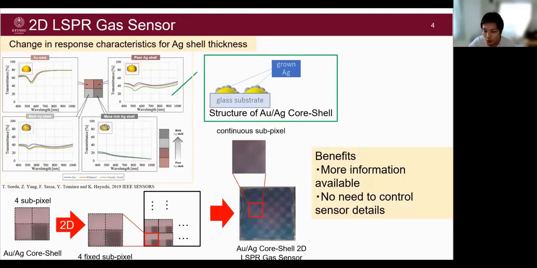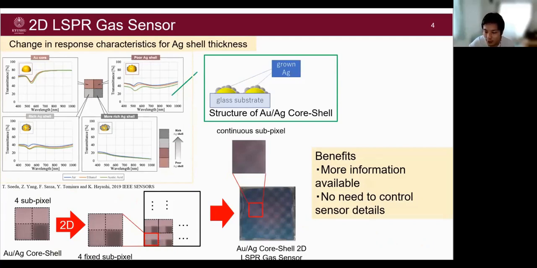A sensor with 4 fixed subpixels can be lined up to form a 2D gas sensor. In addition, the 4 fixed subpixels can be turned into continuous subpixels to maximize the information available. Since this sensor uses the entire response characteristic distribution, the information of the sensor can be used to the maximum.